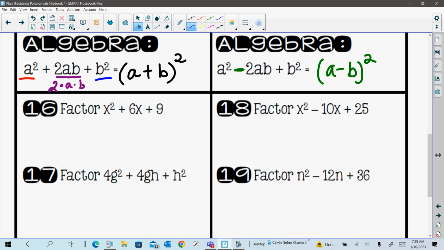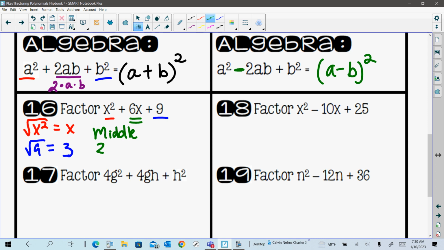So if you look at this first one, number 16, my first term is x squared. If I take the square root of x squared, that's just x. The last term is 9. The square root of 9 is 3. So what I have to do is check the middle. Check that the middle that I have here is 2 times x times 3, which it is. 2 times x times 3 gives me the 6x. So since all three things work, then my answer for this is just taking our two square roots, x and 3, and because there's plus signs there, x plus 3, parentheses squared.